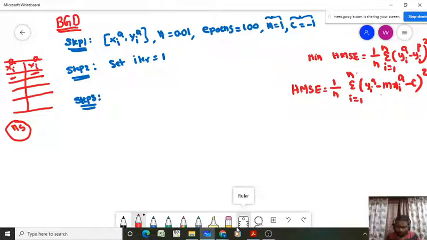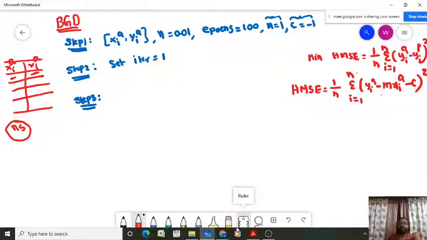Fine. So in case of the stochastic gradient descent optimization algorithm, we are taking n equal to 1, because we are taking one sample at a time and calculating the error, and based on the error we are updating our model parameters m and c.